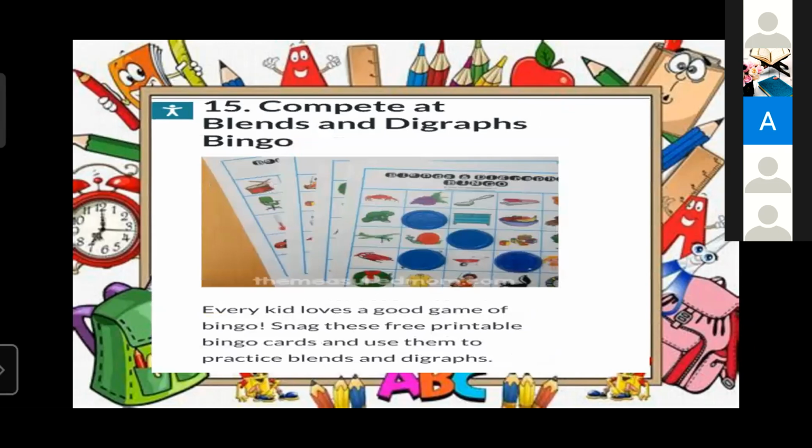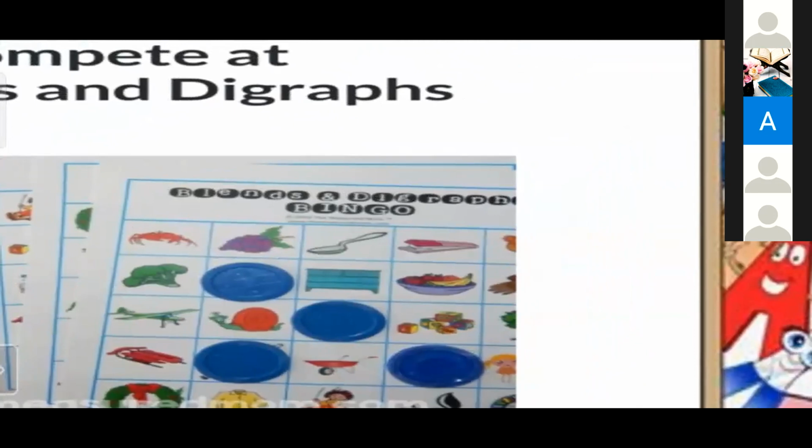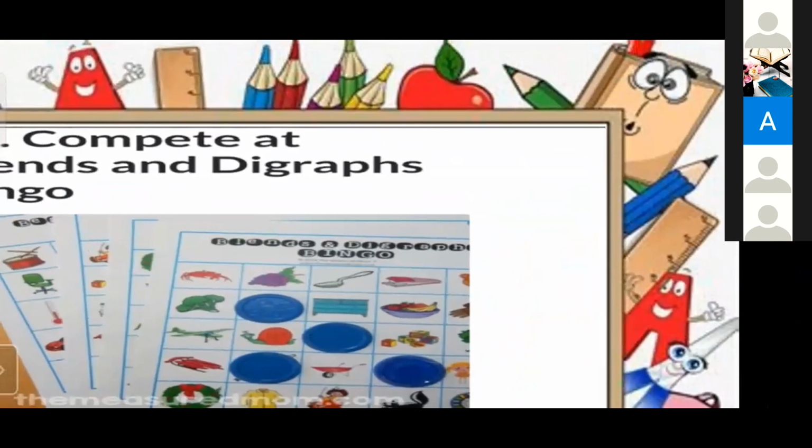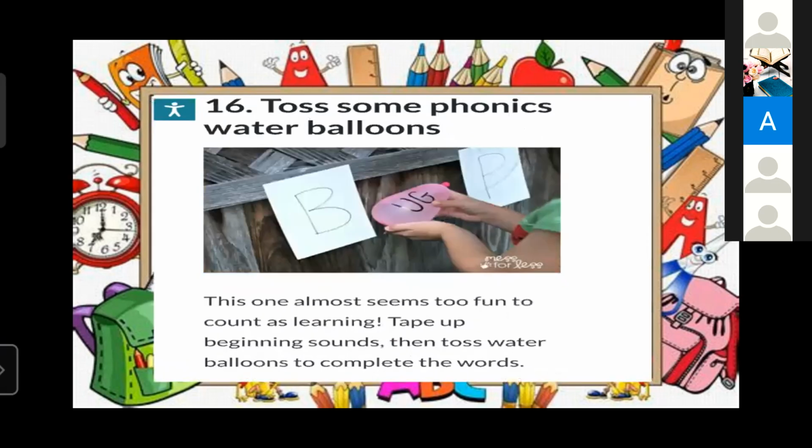Here, compete, add, blends, and digraphs bingo. Here, you can ask them to look at the grid, even horizontally or vertically, to choose a group of words starting with the same sound. This is the idea of this play, like a jigsaw play. They try to choose different words starting with the same sound, and the first group which finishes first will say bingo and say the words. So I think it will be amazing, inshallah.